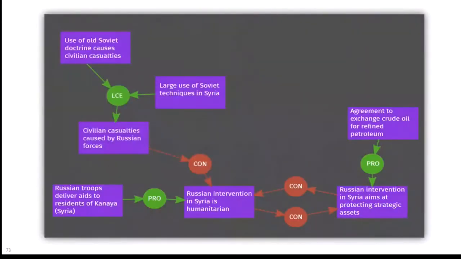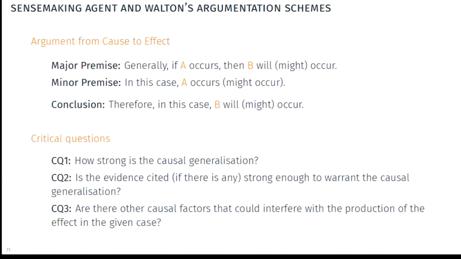Because we can have that this is the conclusion, that's fine. But then we have that the argument from cause to effect requires if A occurs, then B might occur, and we had to write down this in the scheme.